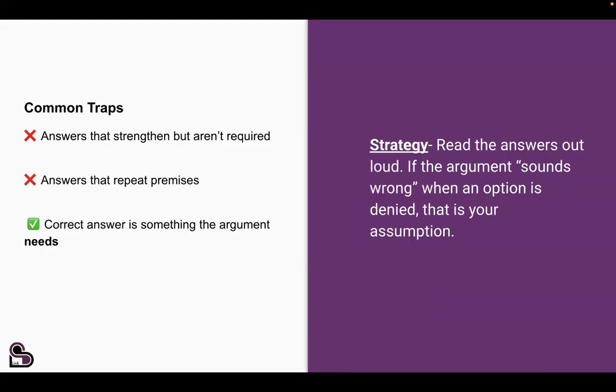Answers that strengthen but aren't required. So let's just talk about what a trap is for a second. What you've got, you're going to go to your answer choices. There are 4 of them on each question. You will see 2 that are obviously wrong. You'll be able to cross those ones out right away.